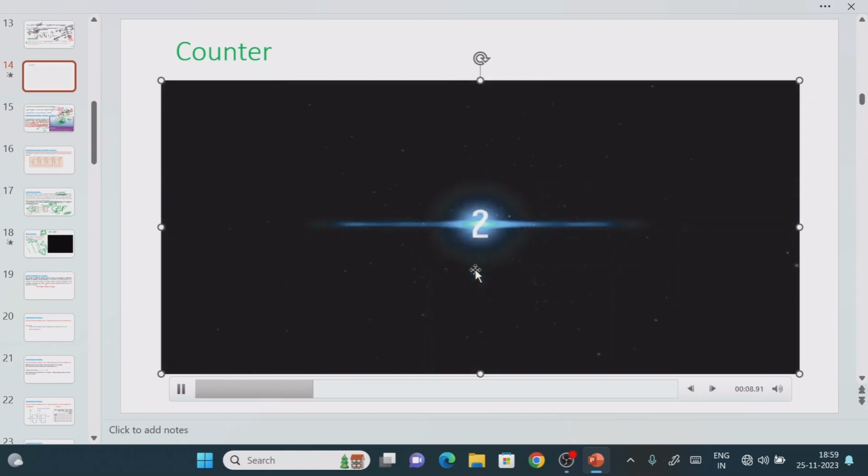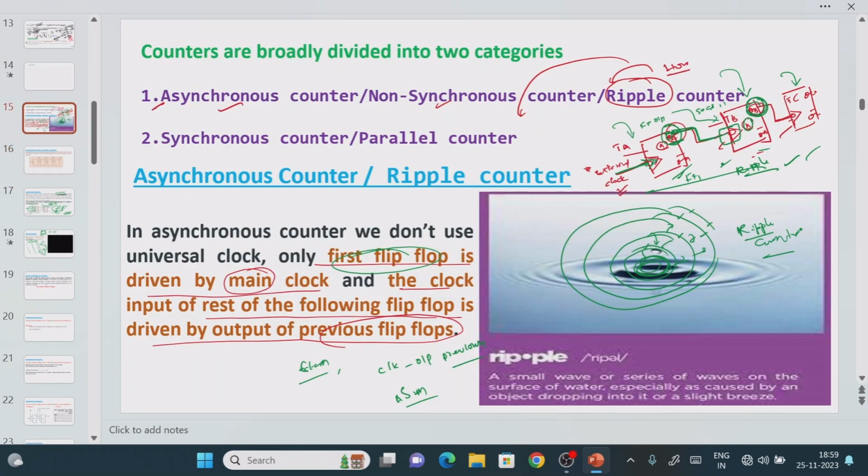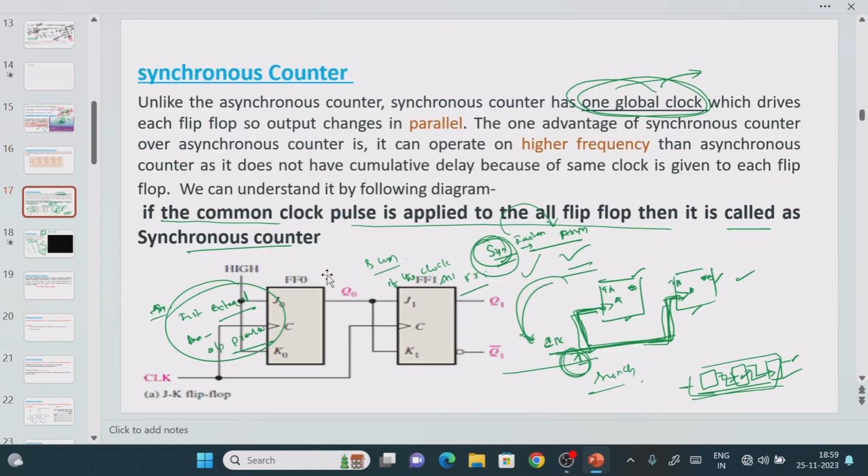So in the next classes we will see how to design our up counting as well as the down counting operations, right?